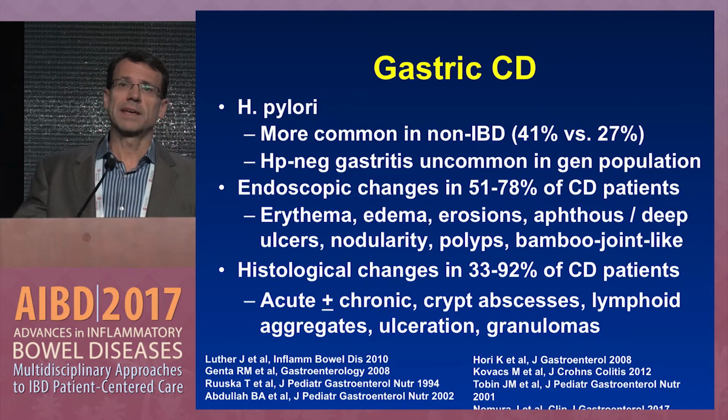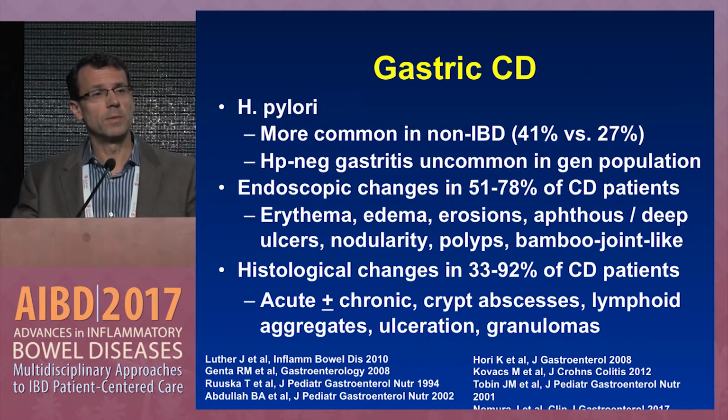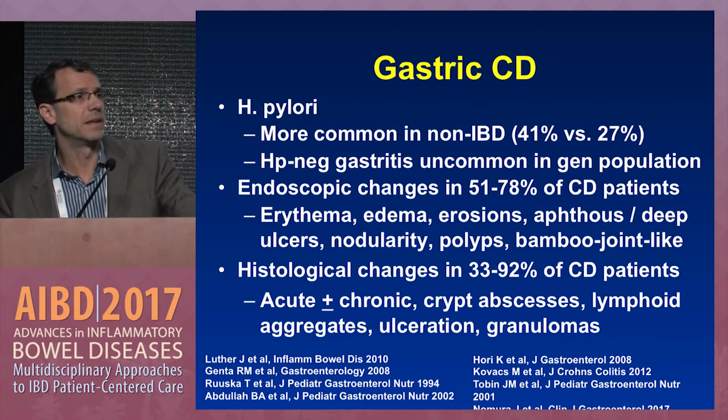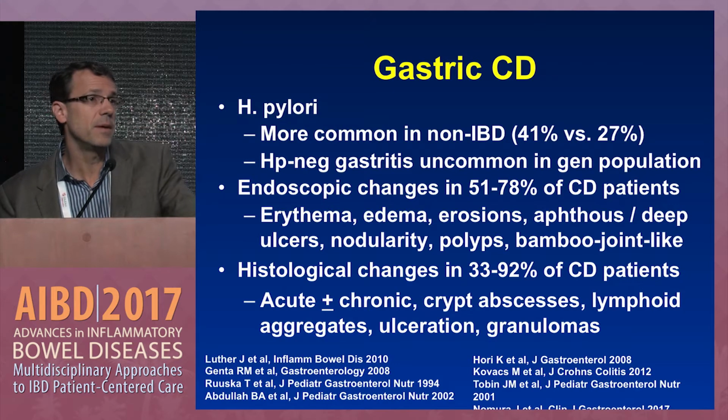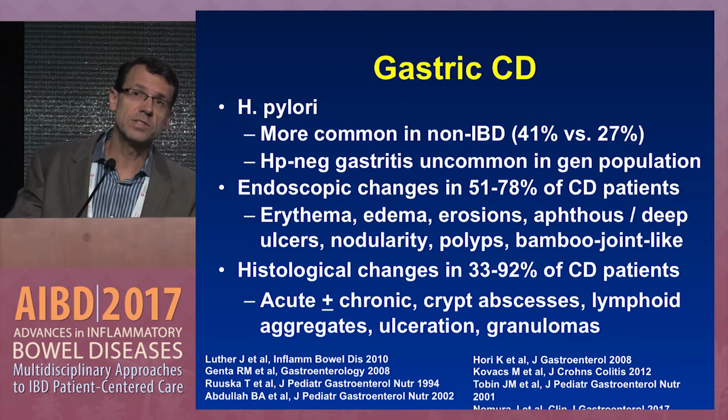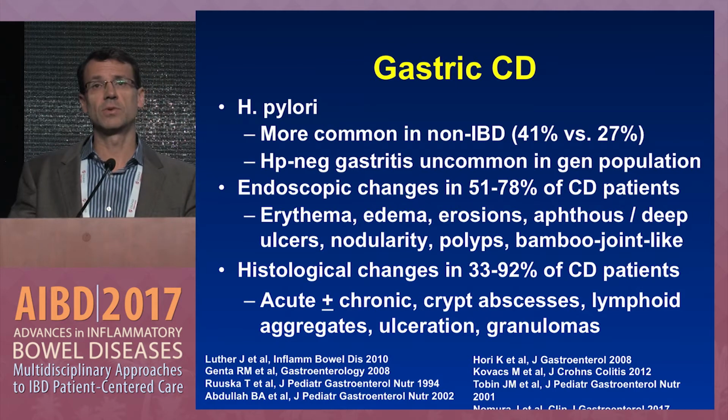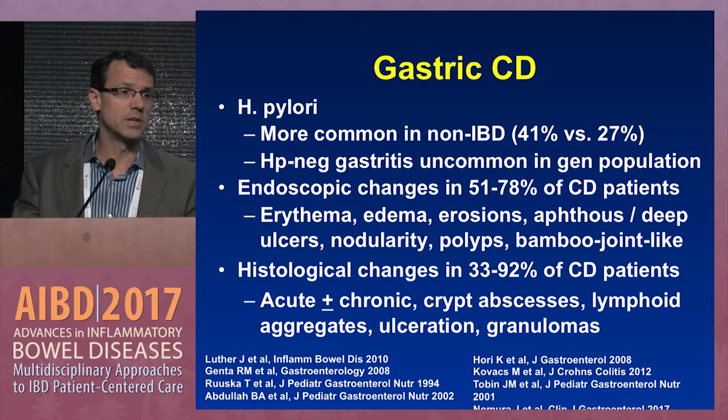Now, whenever we talk about gastritis, we have to talk about H. pylori because it's so common. Well, it turns out that H. pylori is more common in the non-IBD population than in the IBD population in a recent meta-analysis from University of Michigan. Conversely, HP-negative gastritis is relatively uncommon in the general population.